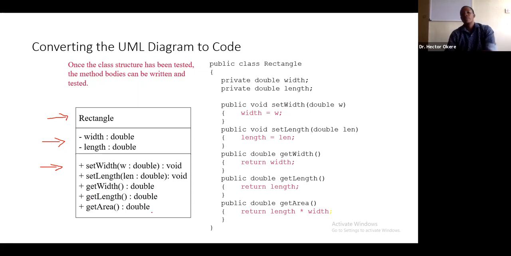Get area, double. Okay, so you can call these mutators, because they change the value of this. You can call these accessors because they get the value of that attribute. Okay.